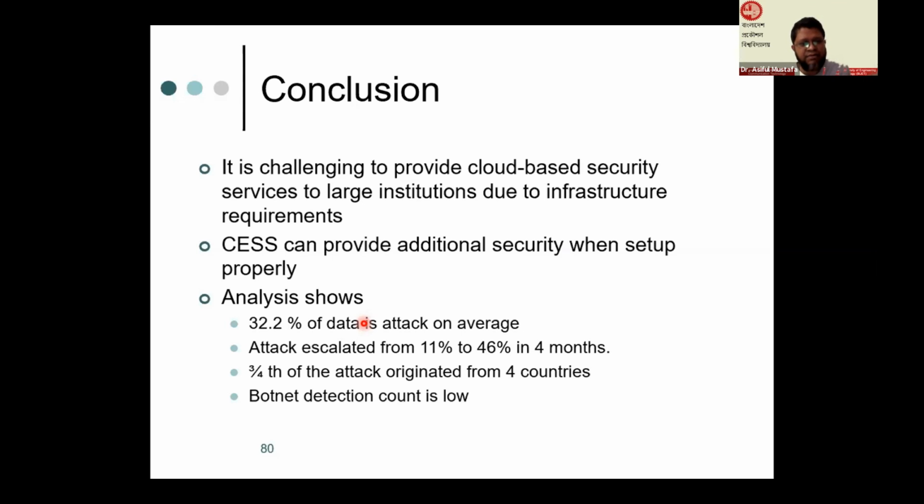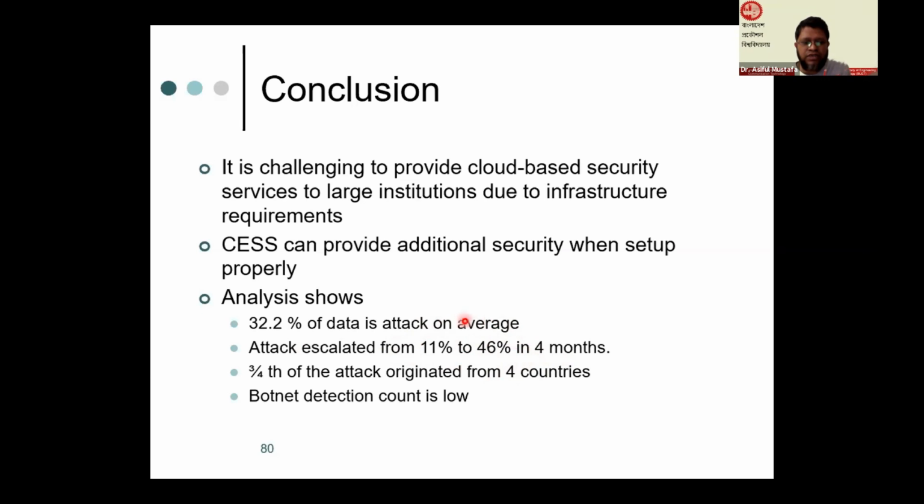But as I said before, some of the traffic will be bypassed because the reputation score could be higher, or new malware will not be detected, like zero-day attacks. So in those cases, we will still need security at the end user device as well. So to summarize, our analysis shows 33% of the data is actually attacked on average if you look at the data over several months. And the attack escalated from 11% to 46% in 4 months.